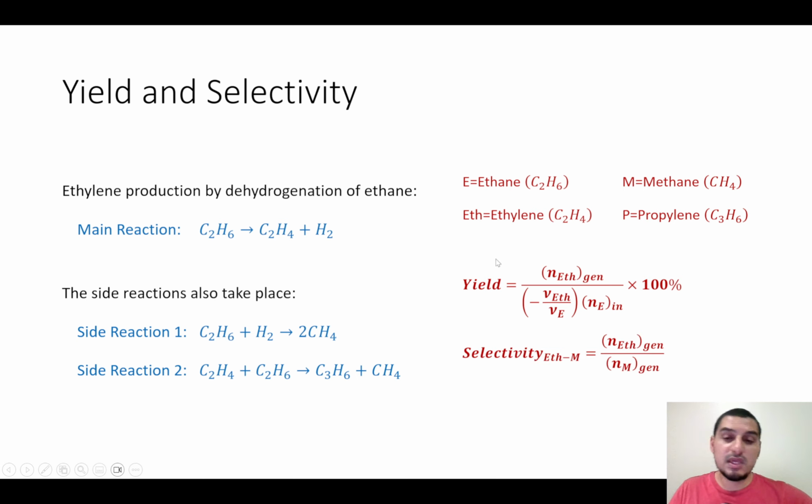The selectivity, we can have more than one selectivity because we have two side products. We have methane and we have propylene. So we can have the selectivity of ethylene to methane, and we can have the selectivity of ethylene to propylene. So this is the number of moles of ethylene to methane, and number of moles of ethylene to propylene.